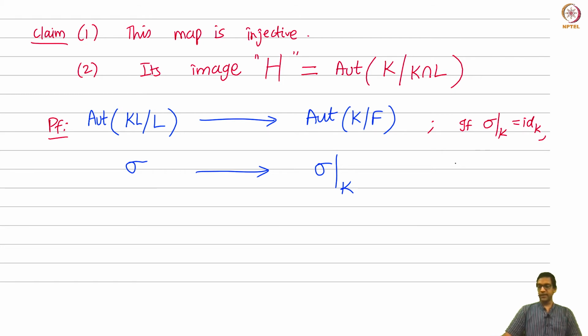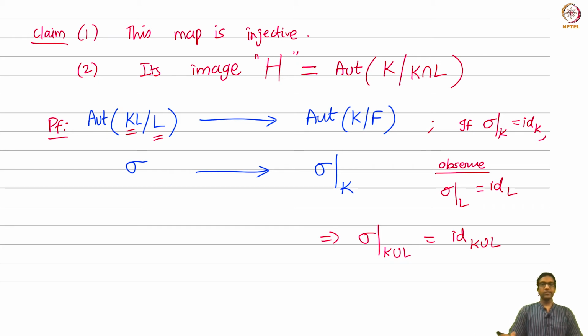Well, on K it's already identity. Observe, sigma on L is definitely the identity, because sigma came from this subgroup, which is identity on L already. This implies that sigma is necessarily the identity on K union L. It's identity on both of them. But what is KL? KL is just the smallest subfield of C which is generated by the union of K and L. So if sigma is identity on the union, then it follows easily that sigma is identity on KL.